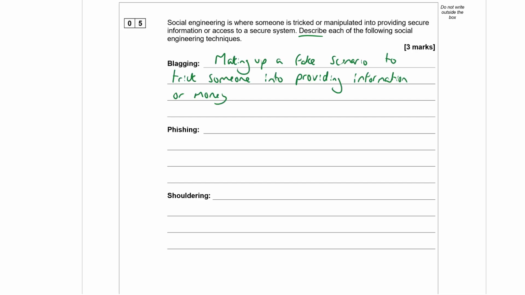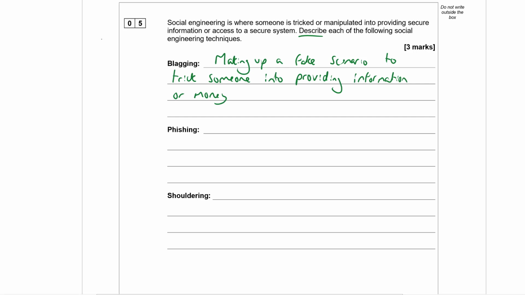I've added all money because it could just be a trick to get some money directly. And if this was worth 6 marks, which I think feasibly it could be, you could then give an example, e.g. impersonating a police officer to try and obtain somebody's address. Something along those lines is blagging.